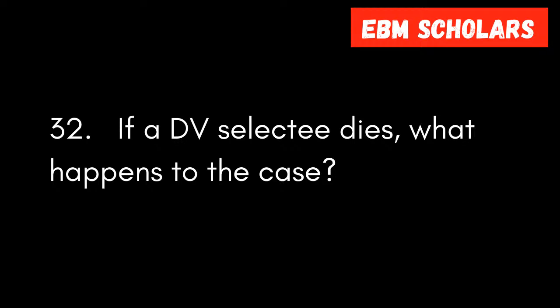But to make it easier, both husband and wife apply so that if both of you win and one dies, you can still be able to access it. So if a DV selectee dies at any point before traveling, even if you already have the visa, if the person dies before traveling to the US, it's gone.